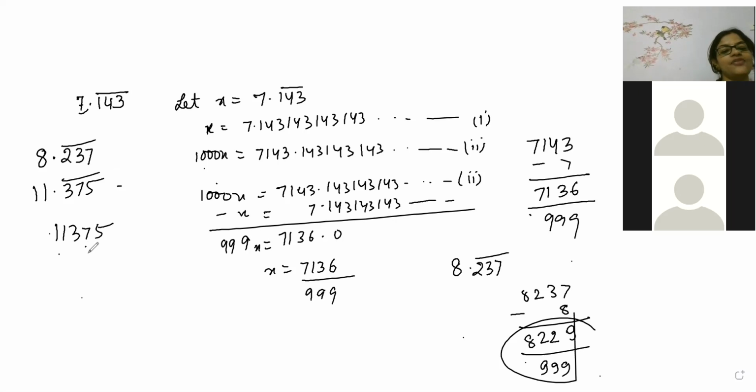So exactly what you have to do. 11375 by 11 minus 5 minus 1 is 4, 6, 3, 1, 1 by 1, 2, 3.